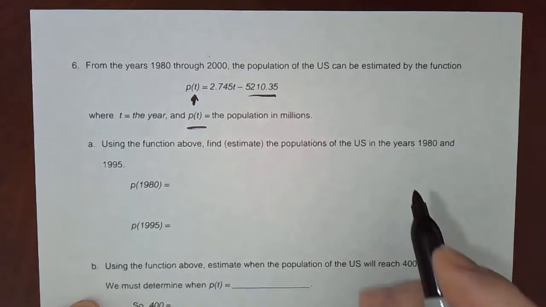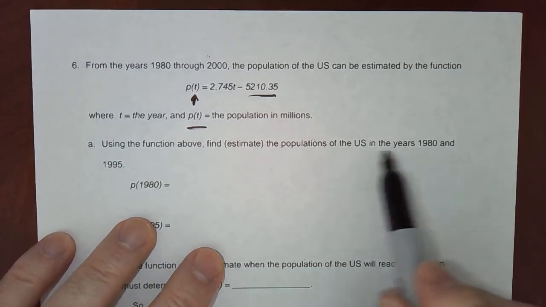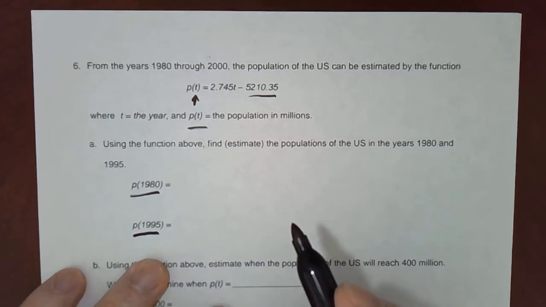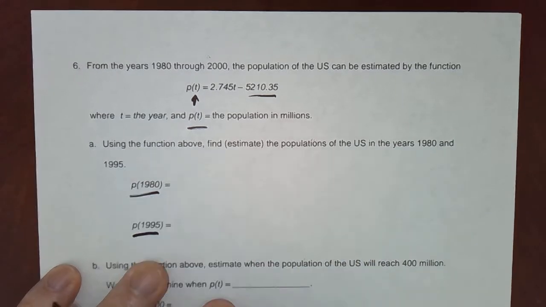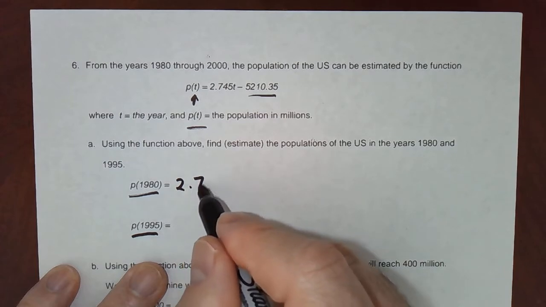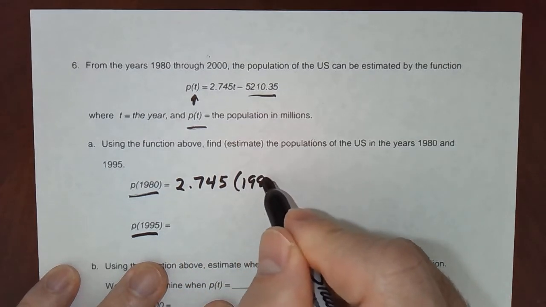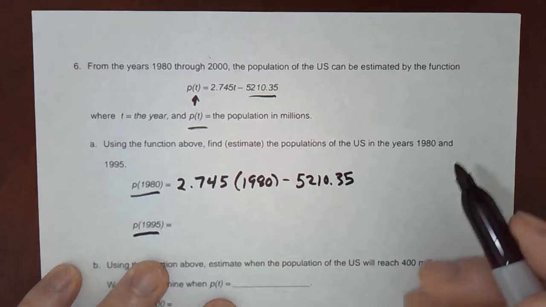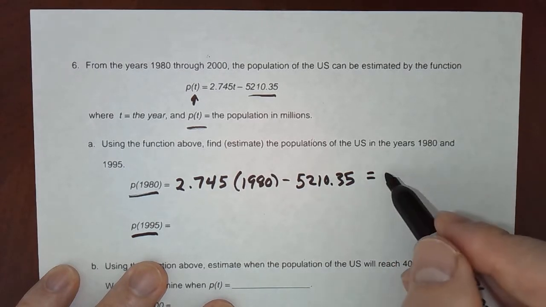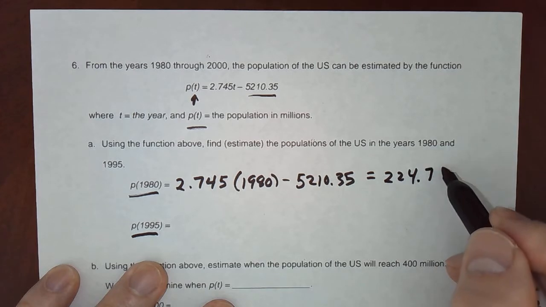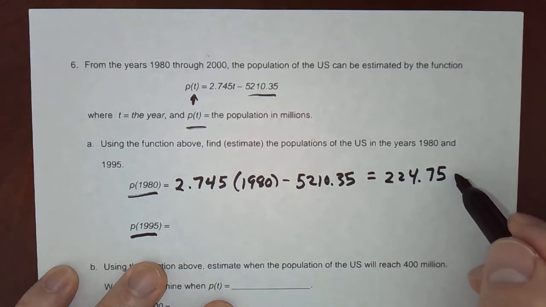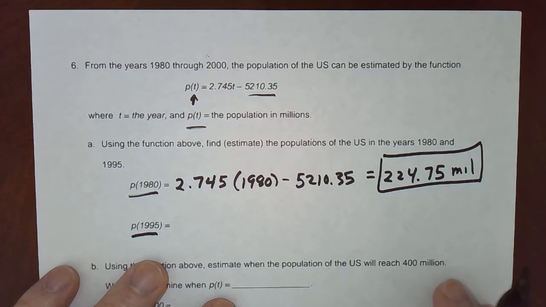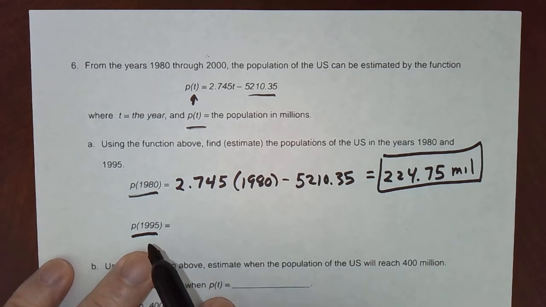So using this formula, let's estimate the population of the United States in 1980 and 1995. So we're going to compute these two values. So we've got P of 1980, so T is 1980. 2.745 times 1980 minus 5210.35. Well, I plugged that into the calculator and I got 224.75, and remember what this is, it's all in millions. So I'll just write it like that, 224.75 million.